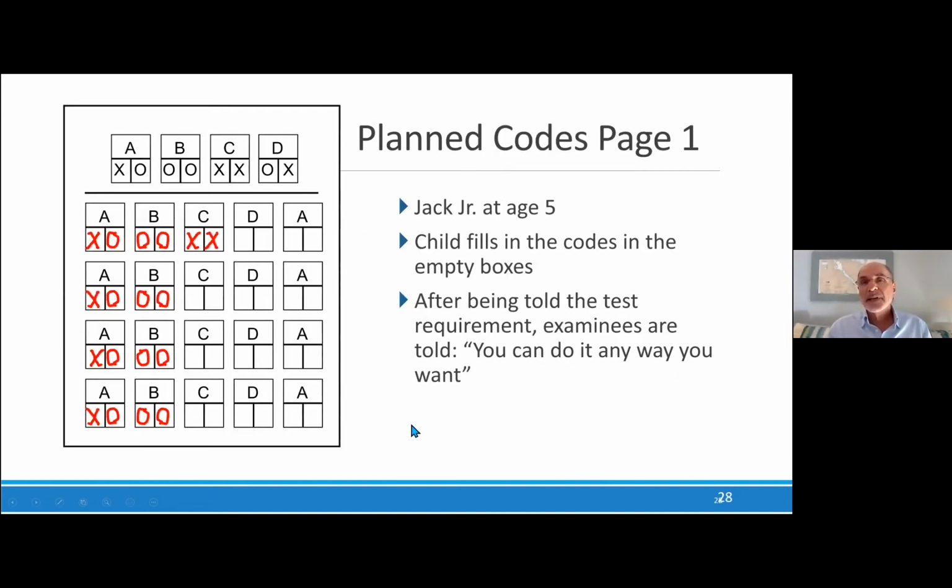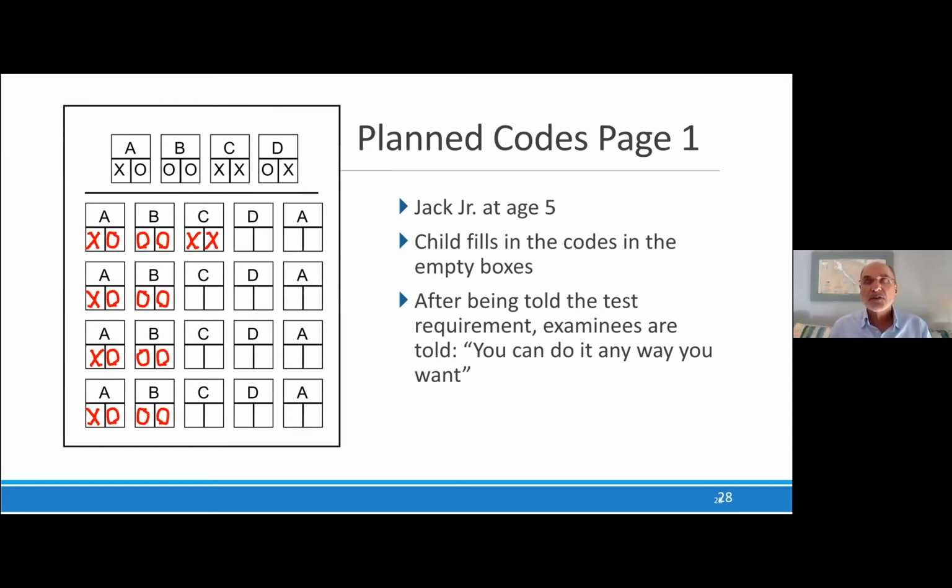So how do you measure planning? Well, what you do is you give a student a relatively easy task and see if they spontaneously on their own decide to use a strategy. Because strategy use is evidence of thinking about how you're going to do what you do.